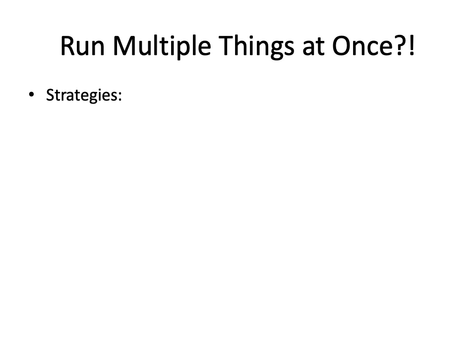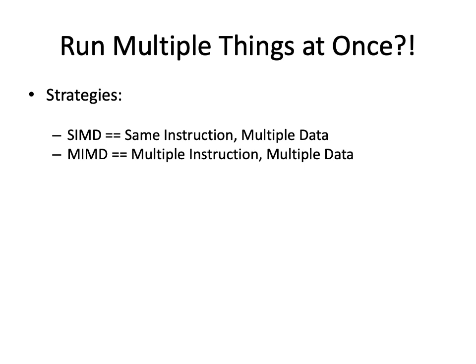So can I run multiple things at once to try to increase performance? There's a couple of strategies here. One is SIMD, which stands for same instruction stream, multiple data stream. So you're trying to do the same operation on multiple pieces of data at once. For instance, if you have an array of 100 floats and another array of 100 floats, and you're trying to multiply each element of the first array by the element in the second array, A1 times B1, A2 times B2, A3 times B3, equals C1, C2, C3, and so on, what you can do is send that same multiply instruction to all of those elements of the array at once. Now this is basically vectorization.